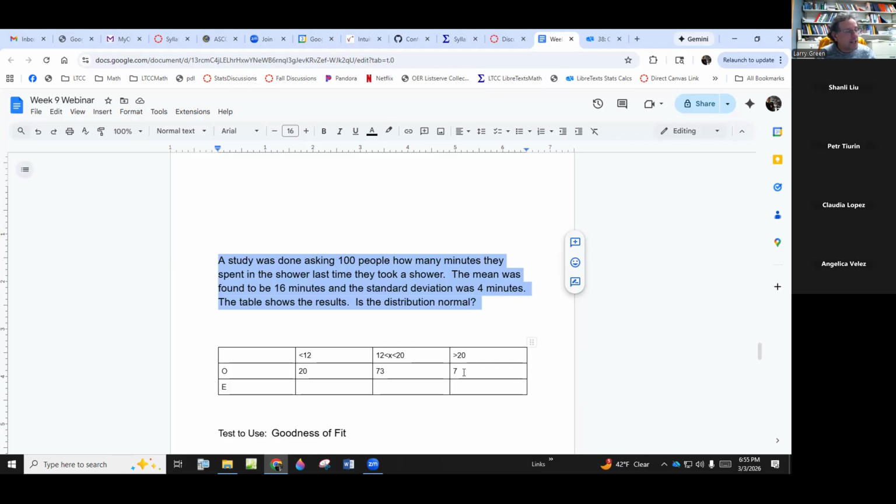Okay, since it's goodness of fit, we do observed and we do expected. Now we've got to figure out how we come up with the expected value. The expected number that was, say, between 12 and 20. Let's do this middle one first. Turns out it's the easiest to start with. Any idea on how we can find the expected?